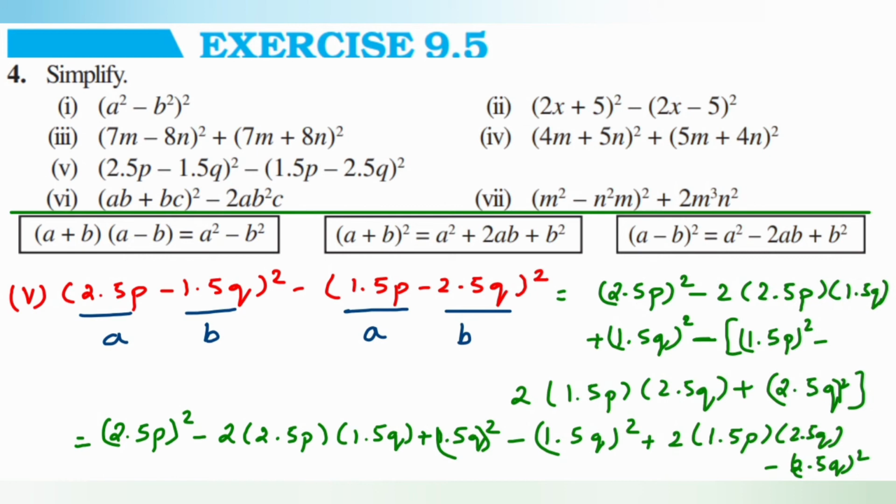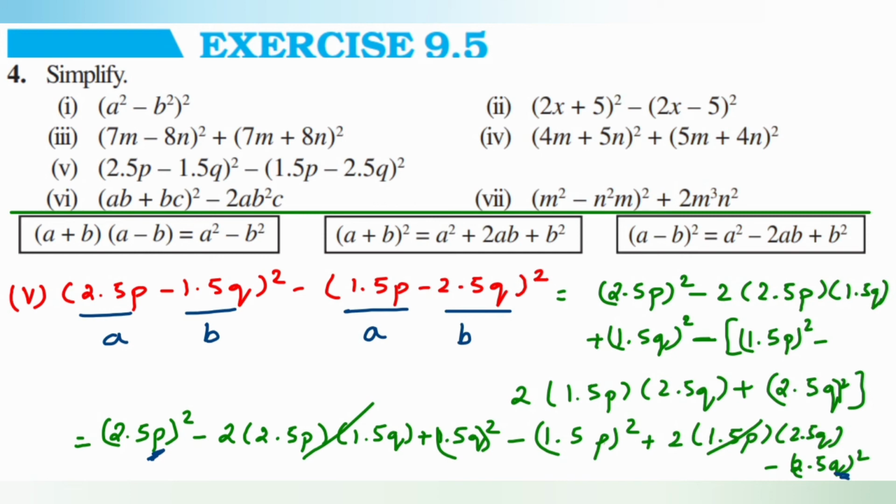So we can see that here we are able to cancel 2.5p square, and we cannot cancel the other one because we have a p over here and a q over here. So here it's a p, not a q. Sorry for the mistake. So we can only cancel this part, minus 2 × 2.5p × 1.5q. This part we can cancel and this part we can cancel, and the other terms we can add as it is.